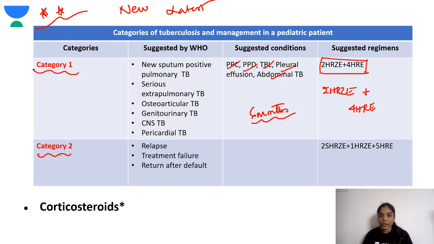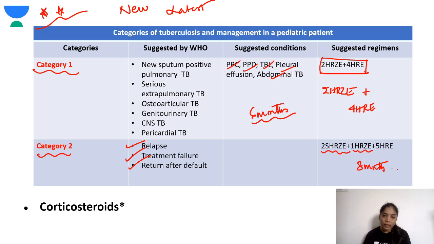Next is category 2. If there is a relapse, so even after treatment there is a relapse, or treatment failure, or return after default, where the patient is not taking the treatment properly, then you have to give 2-SHRZE plus 1-HRZE plus 5-HRE. Remember, all 5 drugs are there. So 2-SHRZE for 2 months, then 1 month of HRZE, then 5 months of HRE. Totally it is for 8 months.